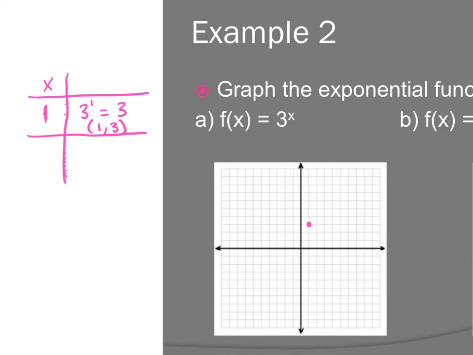What else can we plug in? 0. So we have 3 raised to the 0. What's 3 raised to the 0? 1. Anything raised to the power of 0 is 1. So our point is (0, 1). And then what else can we plug in?